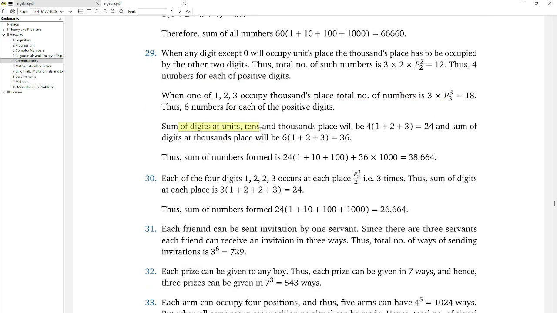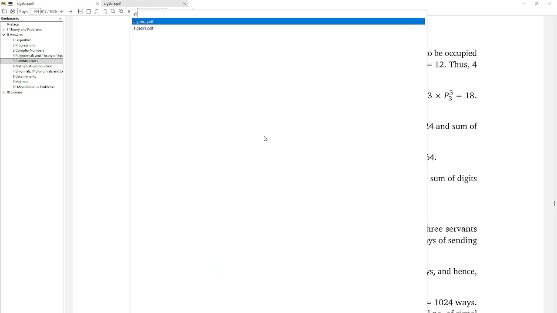Sum of digits at units, tens, and hundreds places will be 4 into (1 plus 2 plus 3), which is equal to 24. And sum of digits at thousands place will be 6 into (1 plus 2 plus 3), which is equal to 36. Thus, sum of numbers would be 24 into (1 plus 10 plus 100) plus 36 into 1000, that is 38,664. So this was a moderately complex problem. If you don't understand, let me know in the comments and I will try to explain further.